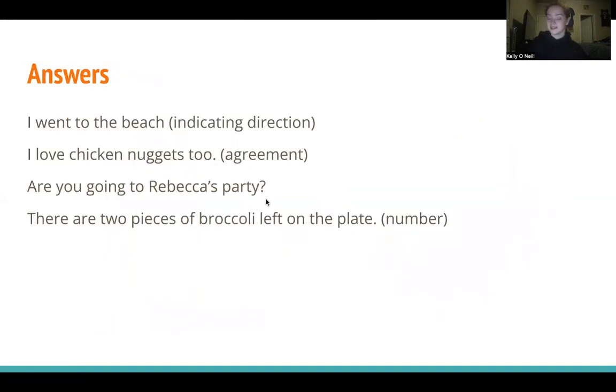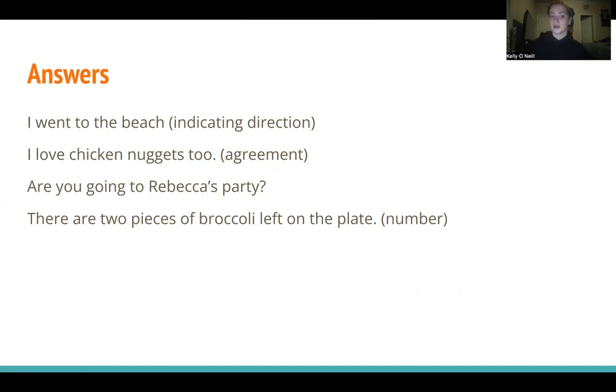Let's see if you got the fill in the blank correct. So the first one was I went to the beach with one O, and that is because it is indicating direction. You are going to the beach. You are changing your environment. Then the second one was I love chicken nuggets too, with two O's, meaning agreement.